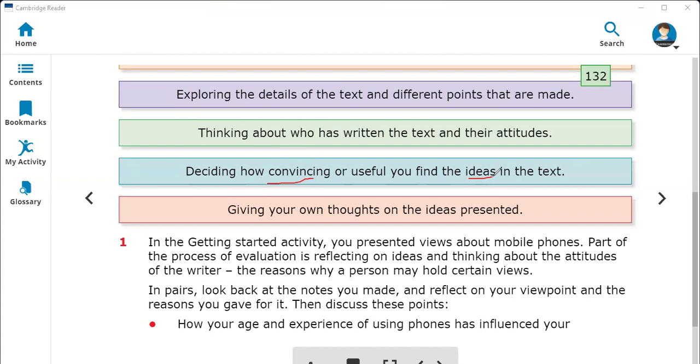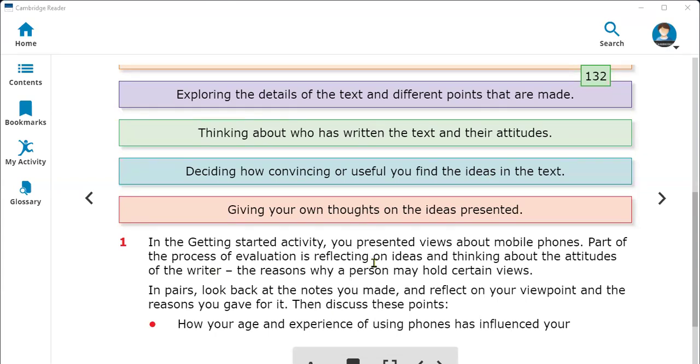And which are the viewpoints which are going against your viewpoint. Suppose you say that young people should own mobile phones. So all the ideas going against owning the mobile phone should be marked, because afterwards you have to defend your viewpoint. You have to counter those arguments. So you have to give your own thoughts on the ideas.